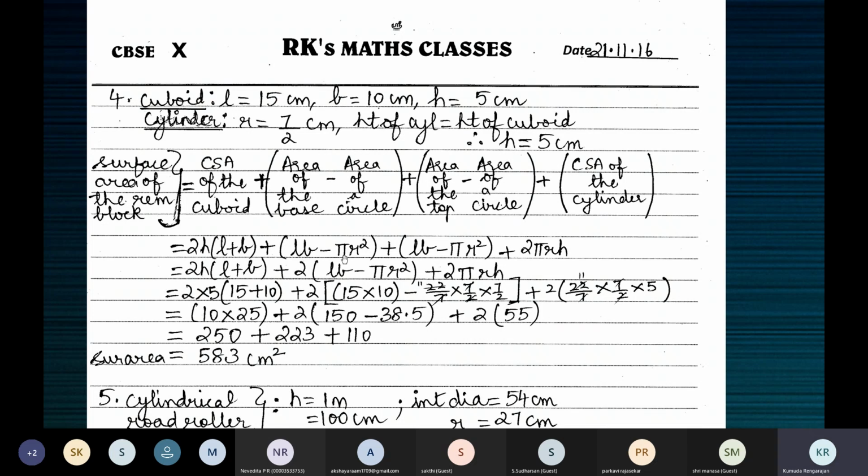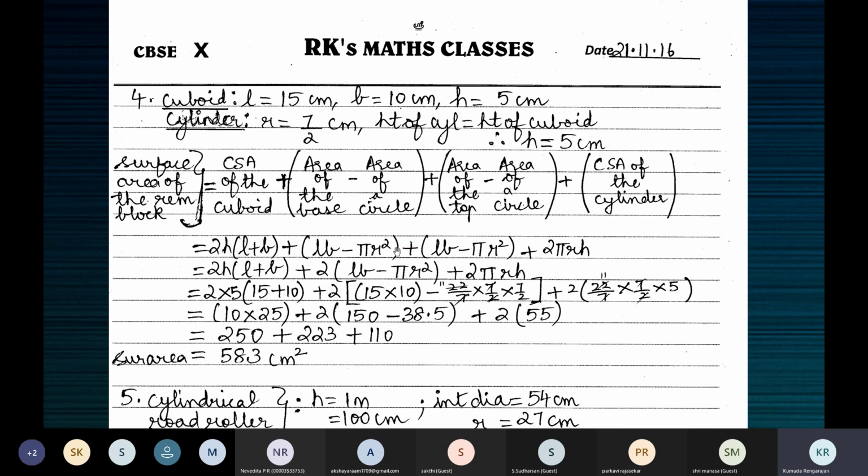Since you have LB minus pi r square, LB minus pi r square, I've written 2 times LB minus pi r square, plus 2 pi RH. Then I'll substitute the values. You don't have to do this also. After writing the earlier step, you can directly substitute the values. You don't have to write 2 of LB minus pi r square. It's not that you must write this.